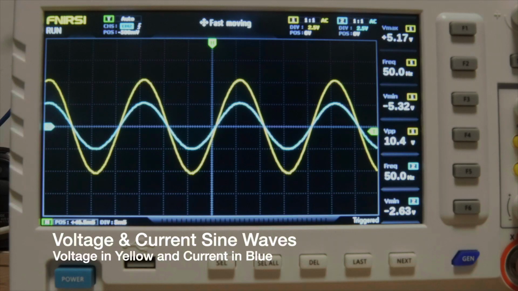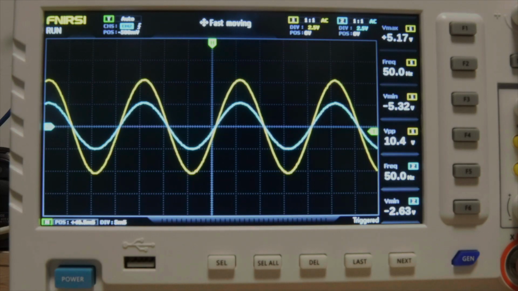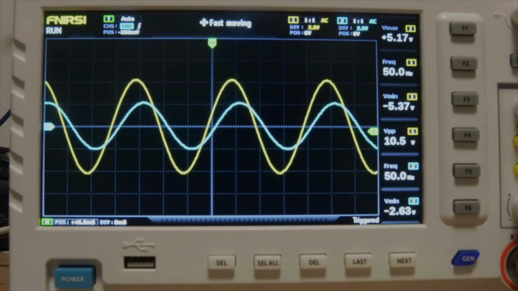I'm going to show you what a capacitive load would look like by adding some phase angle. Okay, so what we can see now is the voltage in yellow, current in blue, but the blue one is now in front of the yellow one. So we can say a capacitive load leads the voltage.